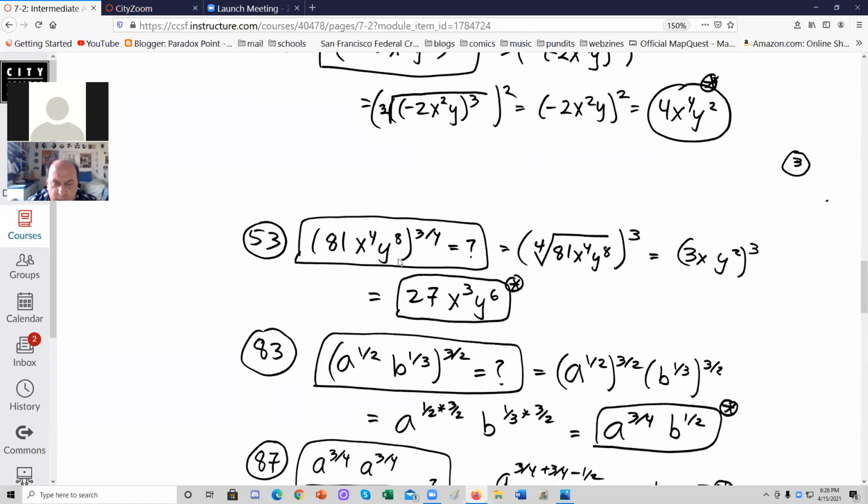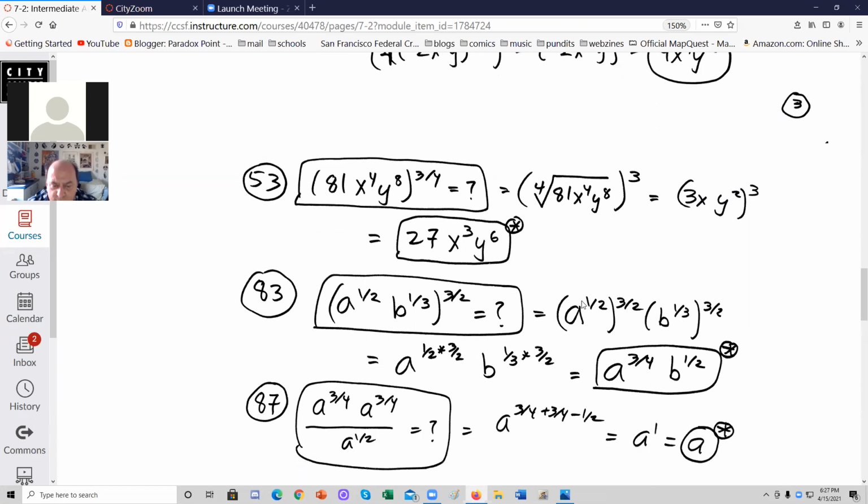81 x to the 4th y to the 8th, to the 3/4 power is what? Well, 3/4 power is a fourth root cubed. And okay, fourth root of 81 is 3. Fourth root of x to the 4th is x. Fourth root of y to the 8th is y squared. So 3xy squared, all cubed. 3 cubed is 27. X cubed is x cubed. Y squared cubed is y to the 2 times 3, which is y to the 6th. So 27 x cubed y to the 6th.